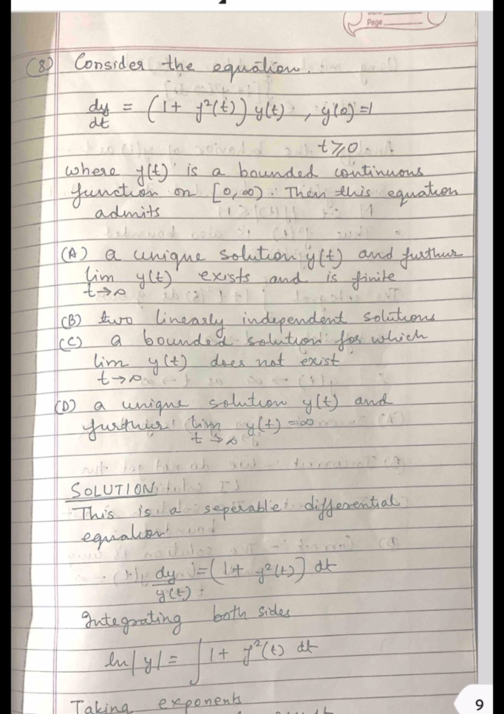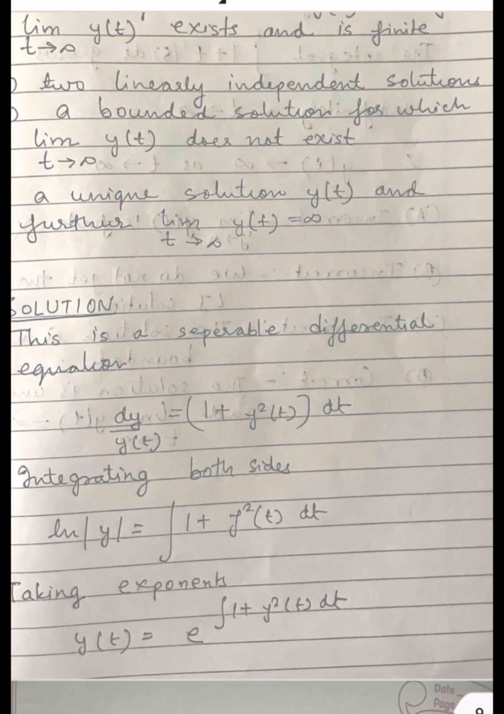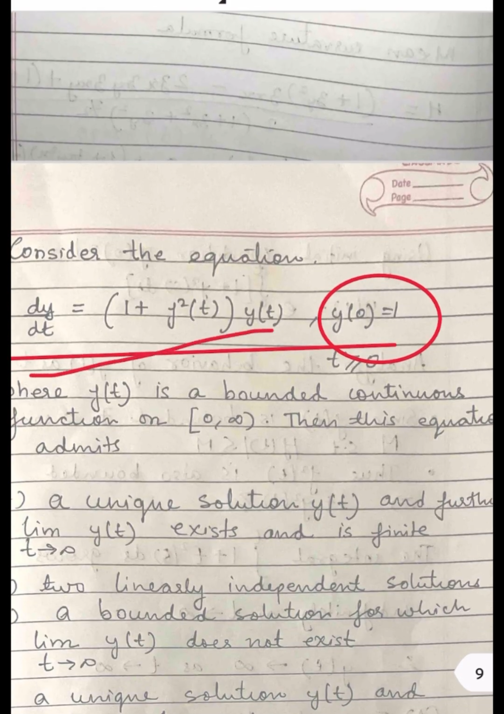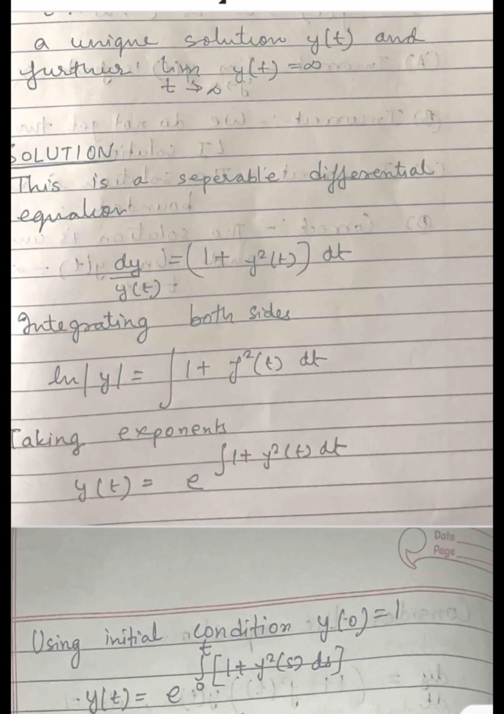Okay. So consider the equation dy/dt = (1 + f²(t)) y(t), with initial condition y(0) = 1, t greater than or equal to 0. So these are the 4 options. Now let us go to the solution. So this is a separable differential equation. We can bring the y down and take dt up, so we can separate it in terms of y and t. And then we have dy/y = (1 + f²(t)) dt.